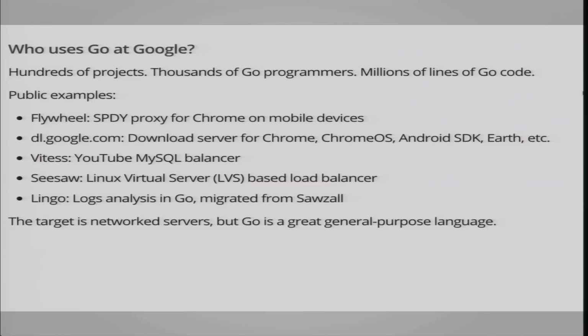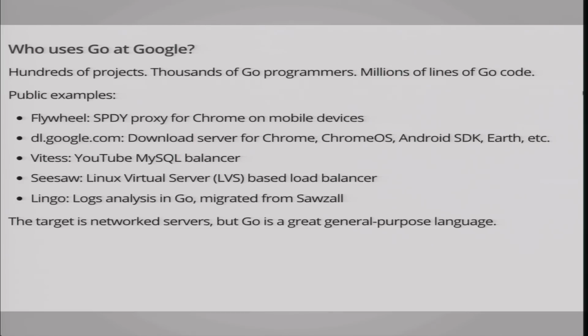Next is dl.google.com. This is going to serve all of your Chrome and Android and Earth downloads. Vitess, this is a big one. This was actually one of our oldest production systems written in Go. It's YouTube's MySQL database balancer. And this has been serving all of YouTube's database traffic since 2011. So Go has been, I won't just say it's production ready now, it's been production ready for a while, and we use it in a big way at Google. There's a couple more on here.